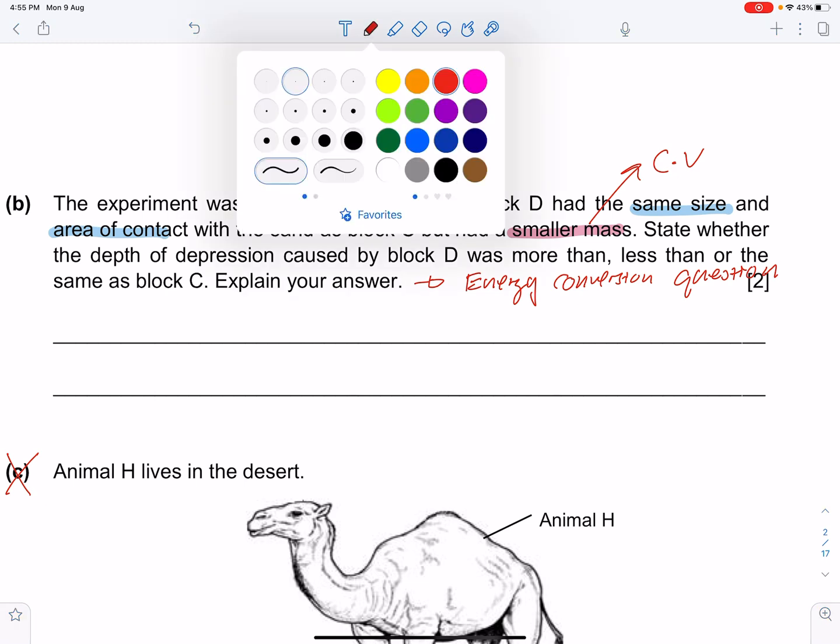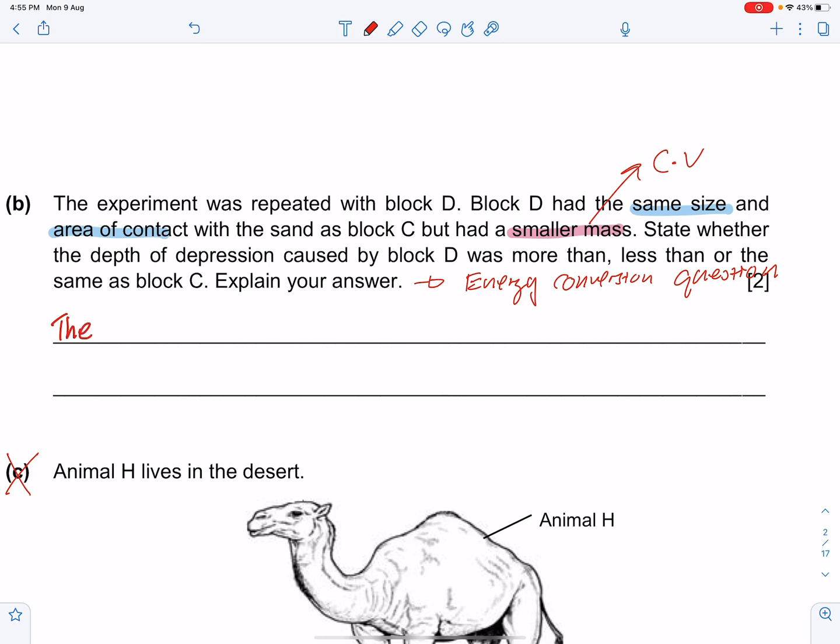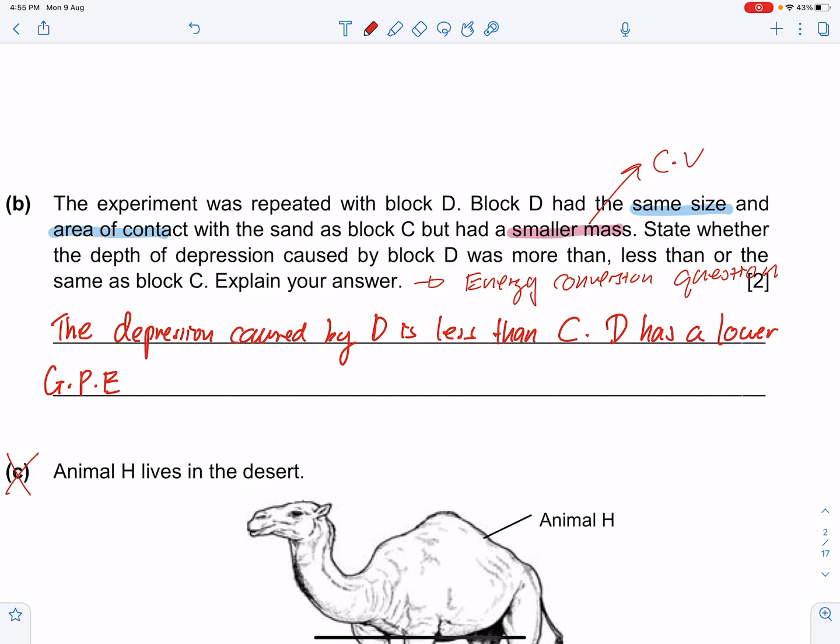So if I'm going to pen it down, it would look something like this. I would say that the depression caused by D is less than C. Then you go on to explain. Remember, we talk about sequential forms of energy. The first form of energy in this case is actually GPE, which is affected by mass. So I would say that D has a lower GPE, gravitational potential energy, than C, which is then converted to less kinetic energy, causing a lower depression.